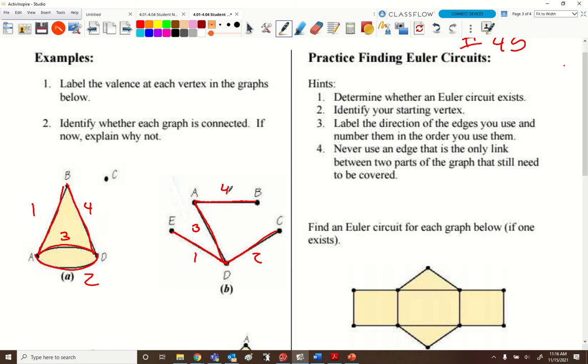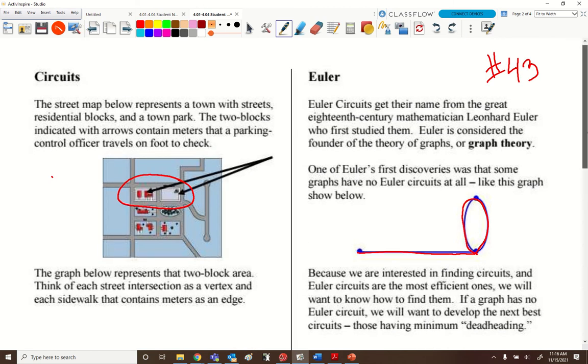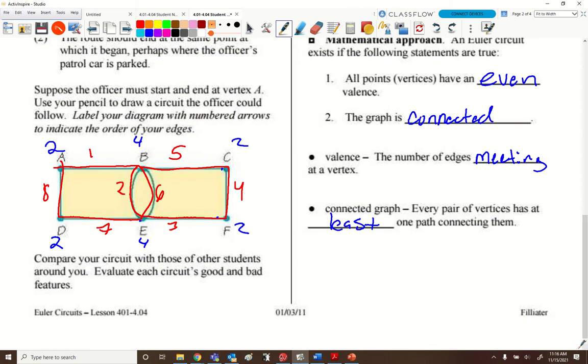It says, identify whether each graph is connected. If not, explain why not. I'm going to back it up. Let's go down to our definitions. Connected graph is right here. Every pair of vertices has at least one path connecting them. Every vertex, which is every dot, has at least one path going to it. That's telling if it's going to be connected or not.